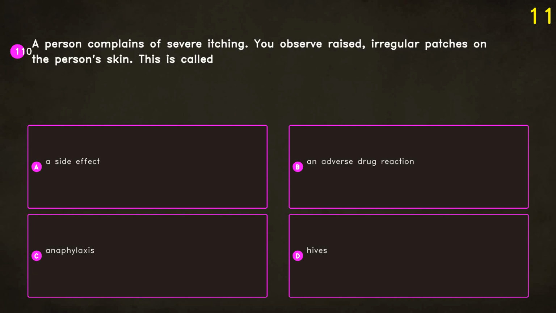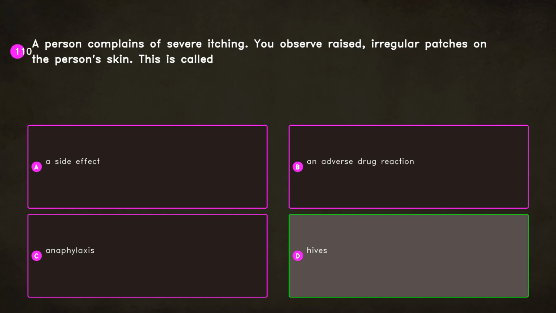Question 110. A person complains of severe itching. You observe raised, irregular patches on the person's skin. This is called A. a side effect. B. an adverse drug reaction. C. anaphylaxis. D. hives. The correct answer is hives.